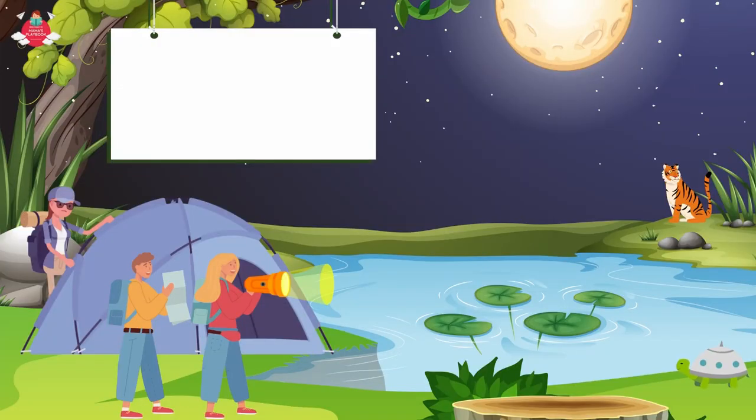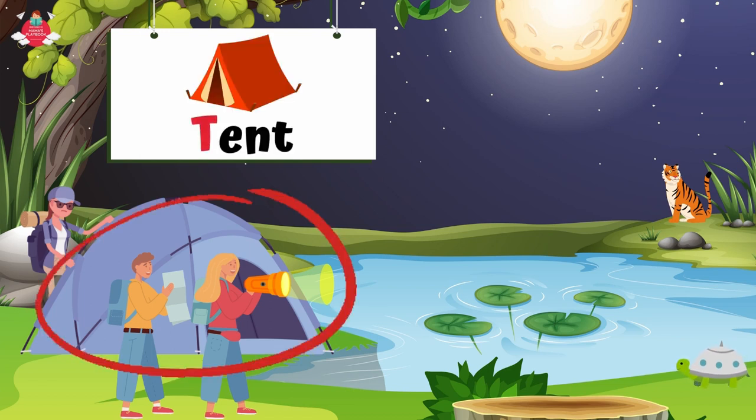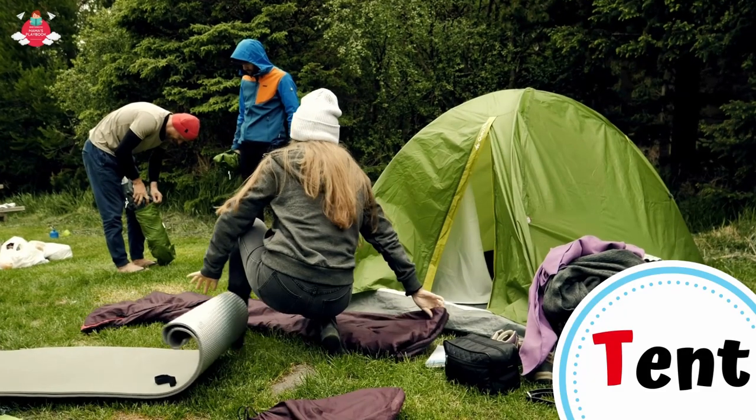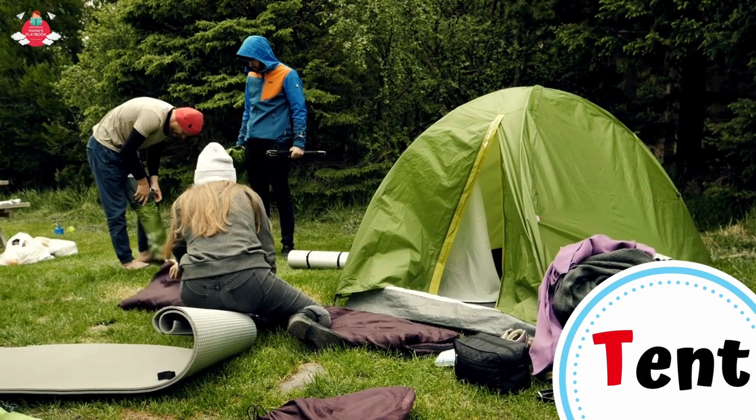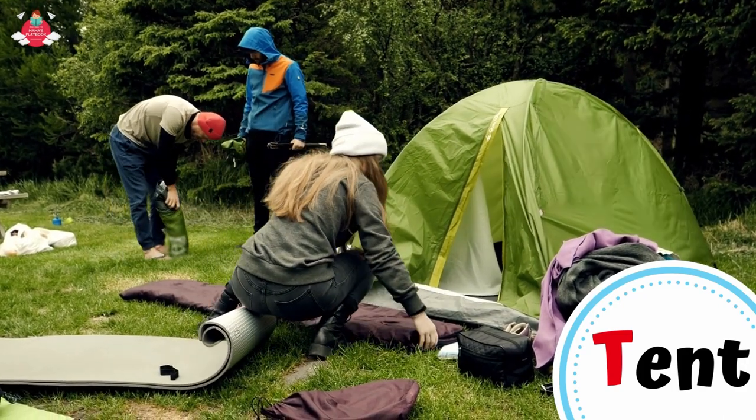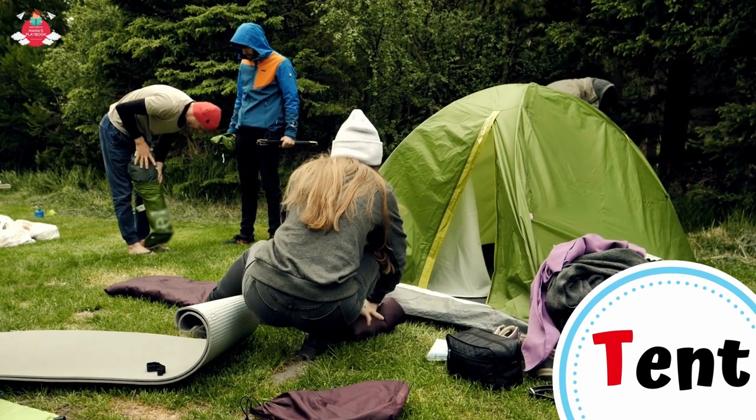Now it is nighttime. Let's follow Tom to go out for camping tonight. Can you find the things that start with letter T here? Let's find out together. Look! Someone already set up the tent here. Tent. T for tent. Tent is a shelter made of canvas or a similar material and supported by poles and ropes that you can fold up and carry with you.